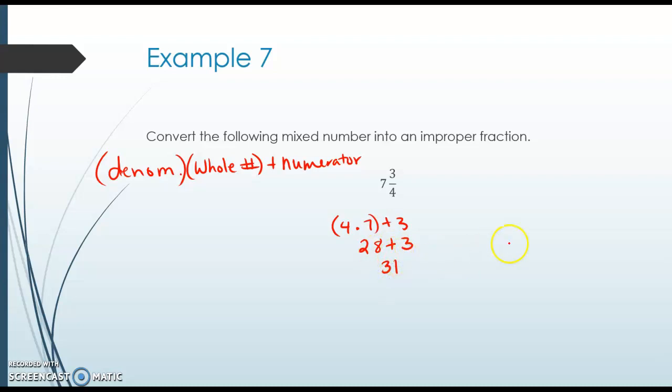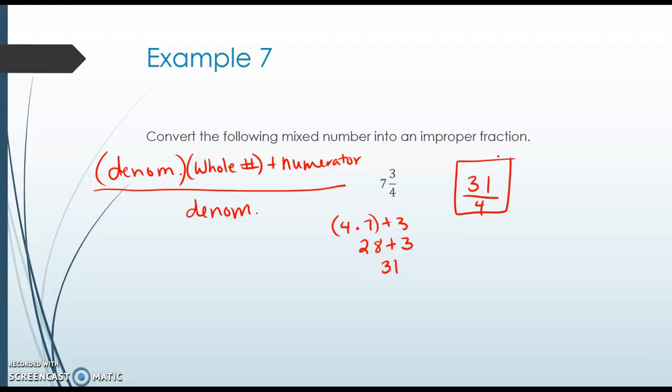So this is my new numerator, and that's going to go over the denominator. So I'm going to have 31 over 4. Okay, and so that's my answer. 31 over 4. 31 is a prime number, so nothing goes into both 31 and 4. A lot of times I'll put a dot here to indicate 4 times 7 plus 3. But you can also write it out like we just did. Whatever is helpful for you.